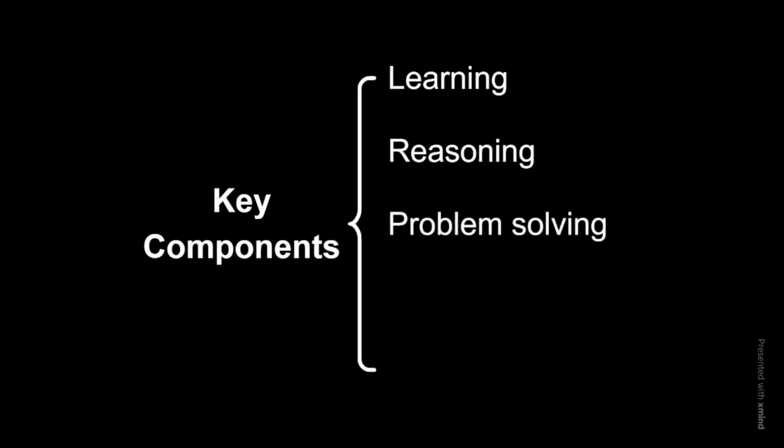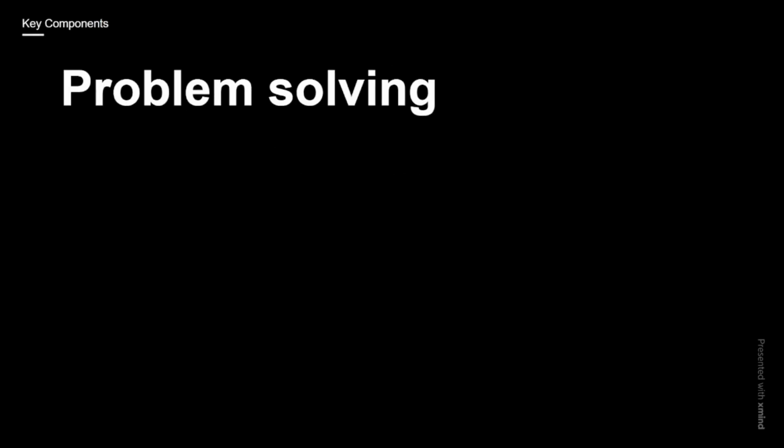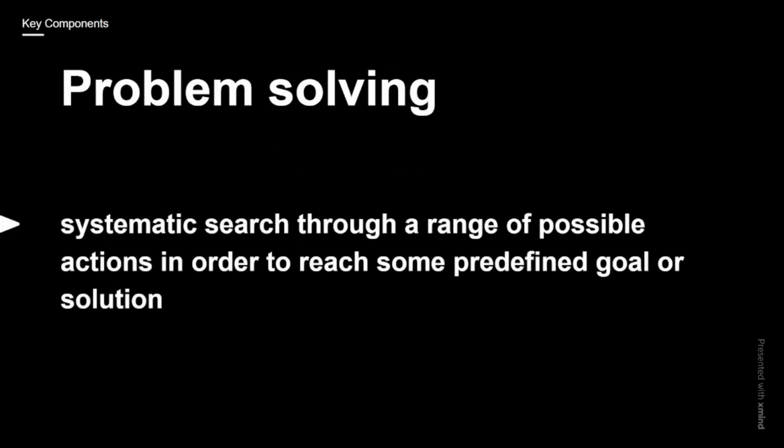The next key component is problem solving. What is problem solving? We have to reach a particular goal. For that, we will try to figure out a possible action or approach in order to reach some predefined goals or solution. When a system does that, then it is called a problem solving system.